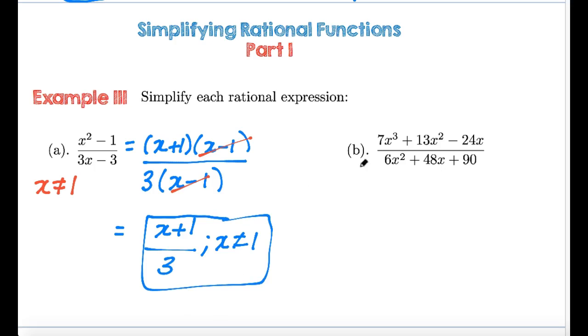Our last example, this one's a challenge example, okay? So I want you to pause and see if you can go ahead and do this one. I'm going to pause really quick and see if you can complete this one, and then when you think you got it, come back and check to see if your answer is correct. All right, so we're back.